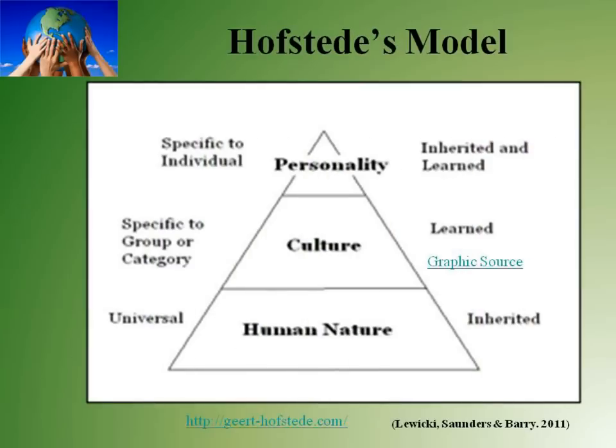Geert Hofstede, in 1991, sees culture as the collective programming of the mind which distinguishes the members of one group or category of people from another. He proposes four layers, culture being like an onion that can be peeled layer by layer. The figure on the right shows how Hofstede illustrates the differences between personality, culture, and human nature.